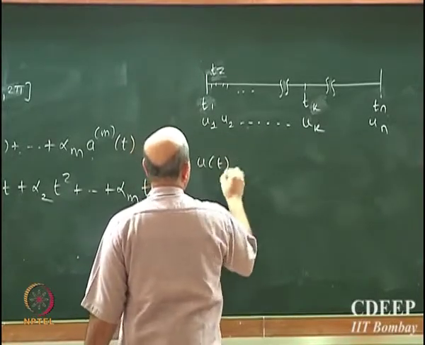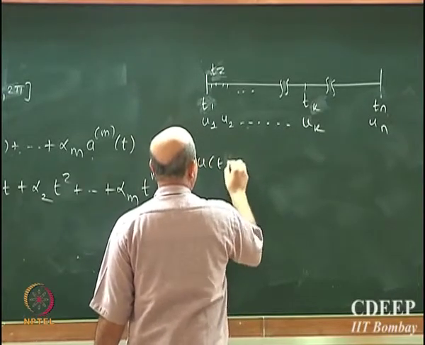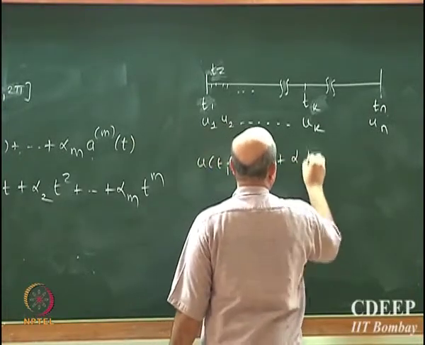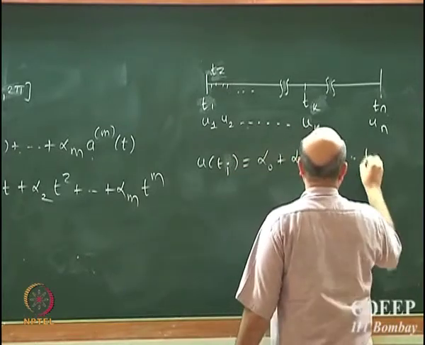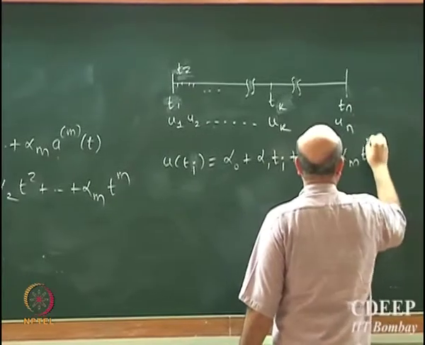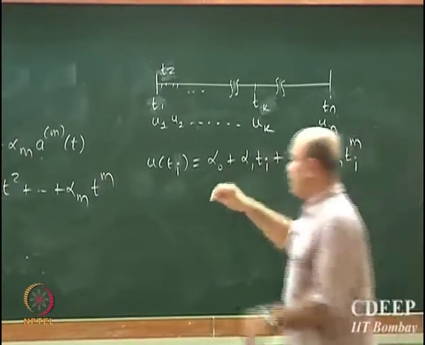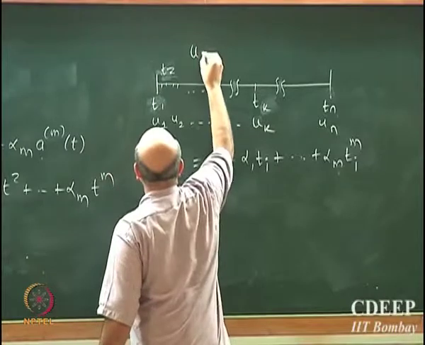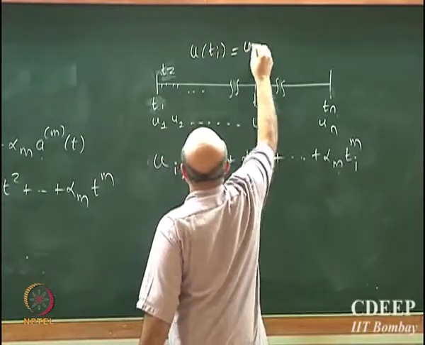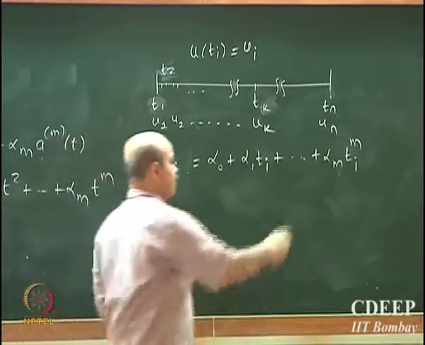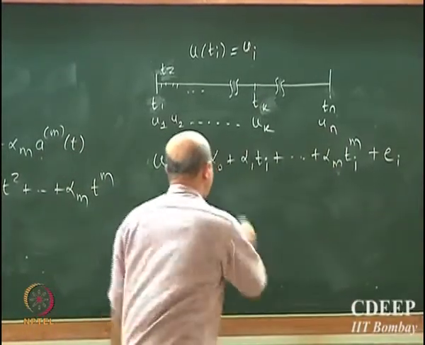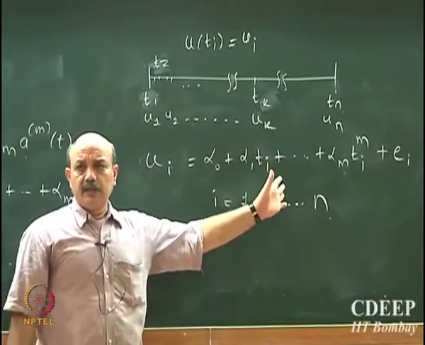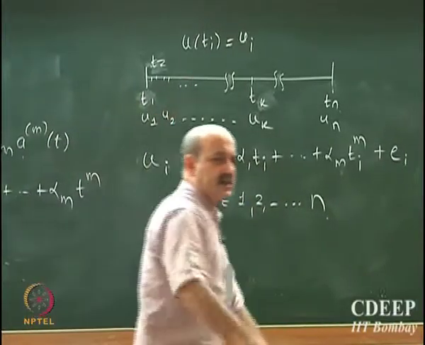Then at each point you write this equation, the approximation: u(ti) is equal to alpha 0 plus alpha 1 ti plus up to alpha m ti to power m. u(ti) is nothing but ui, so ui equals this plus error i, with i going from 1 up to n. You have these equations, we have done this earlier, and we get the A matrix.